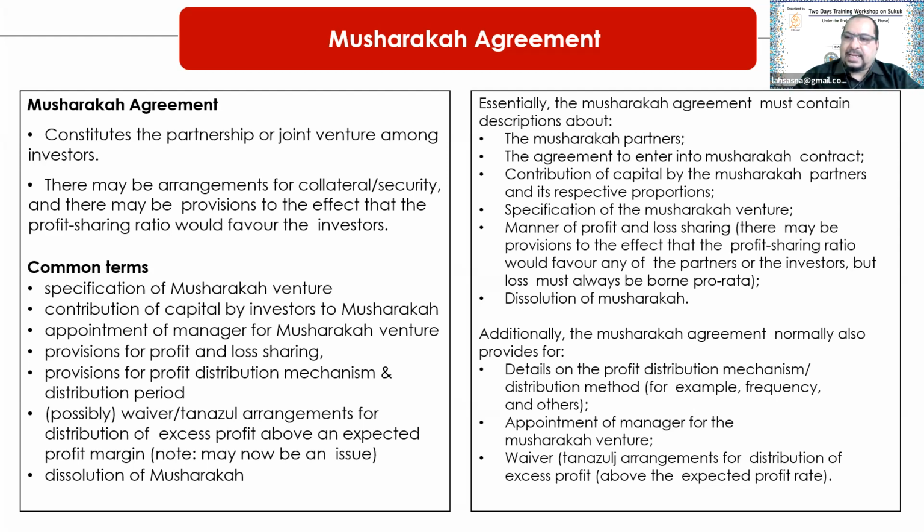That's the same. So practically, the issuer will not come with the cash, but will come with the business portfolio. Then the sukuk money, 500 million, will be injected, commingled with the identified business. Then they invest together. Then they share the return. Okay. So there may be arrangements for the collateral and securities, and there may be provisions to effect that profit sharing issue will be in the favor of the investors.